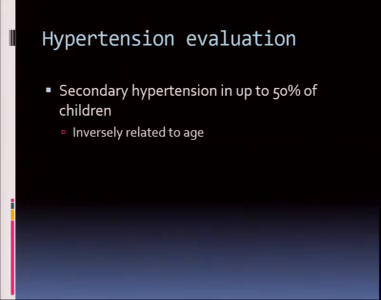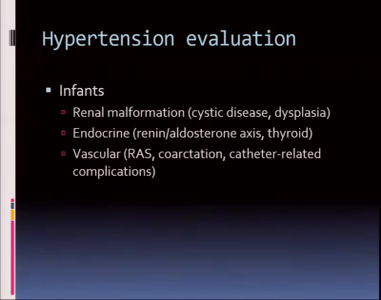Moving on to the evaluation. Secondary hypertension, meaning hypertension that has a defined etiology, is seen in up to 50% of patients, and that percentage actually is inversely related to age, meaning the younger the child is, the more likely you are to find an actual cause for their hypertension. Your differential does vary based on the age.